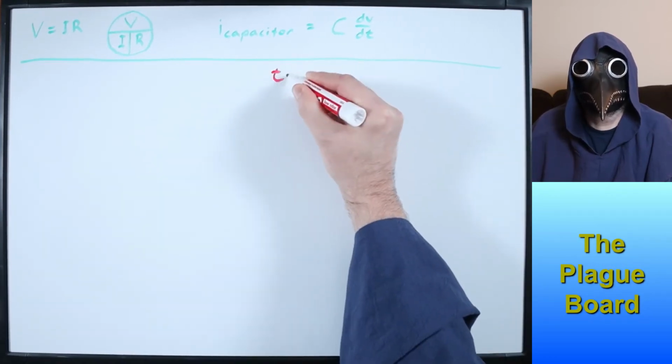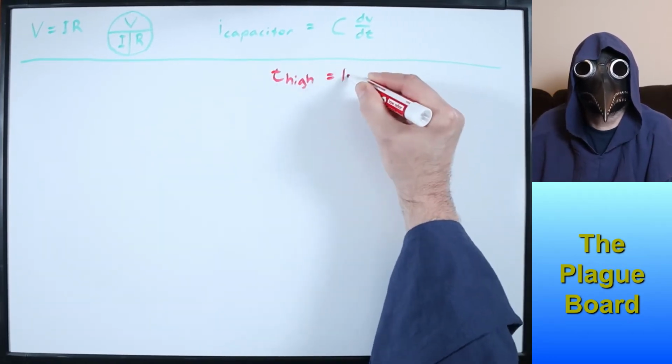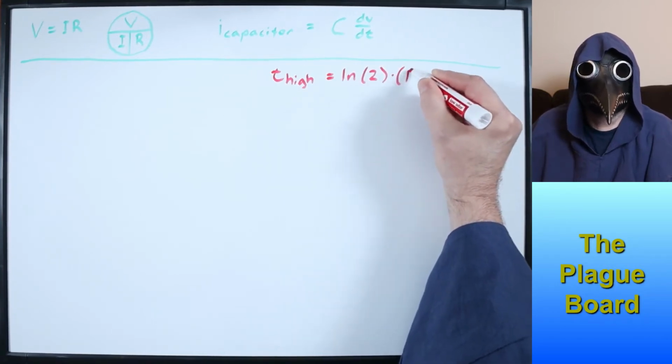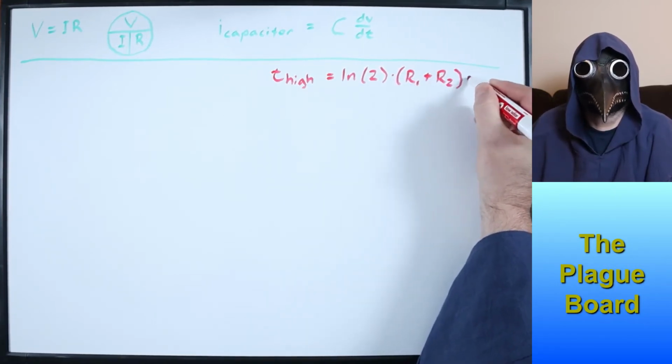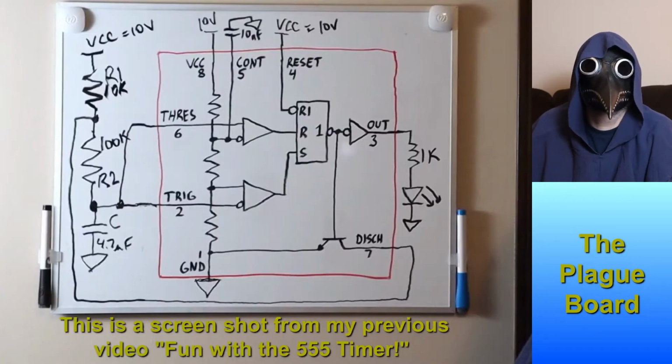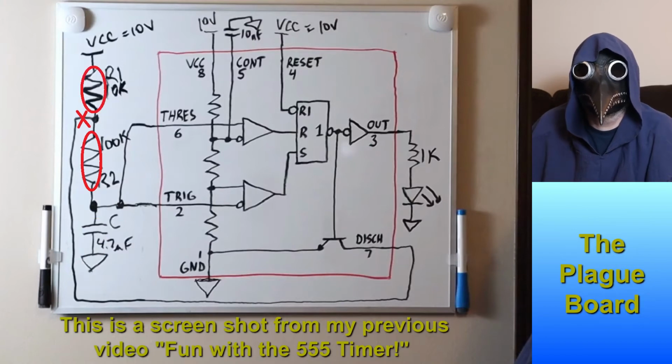The second formula was time high equals the natural log of 2 times the sum of R1 and R2 times C. The time high occurs when the capacitor is charging through both R1 and R2. When the output is high, the discharge pin floats. Therefore, we can ignore its effect on the circuit. We are left with the capacitor tied to R2 on one side and grounded on the other side. R2 is connected to R1, which is connected to VCC.